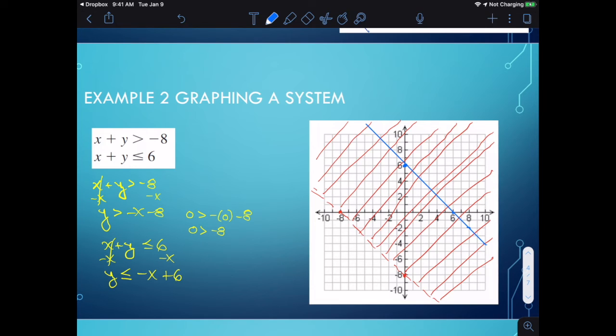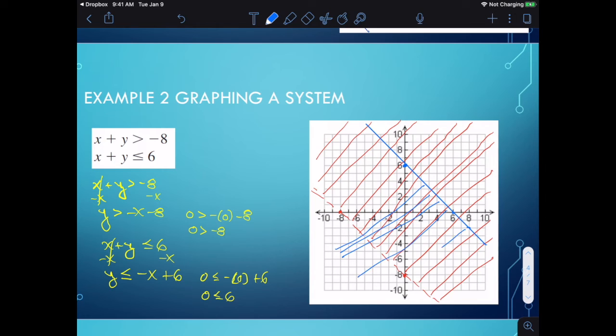6. Now, the question is the origin a solution to this inequality? Or is 0 less than or equal to negative 0 plus 6? Is 0 less than or equal to 6? Yes, it is. So we're going to go ahead and shade now in the direction of the origin. So from the line going in the direction of the origin, our shading now looks like this.